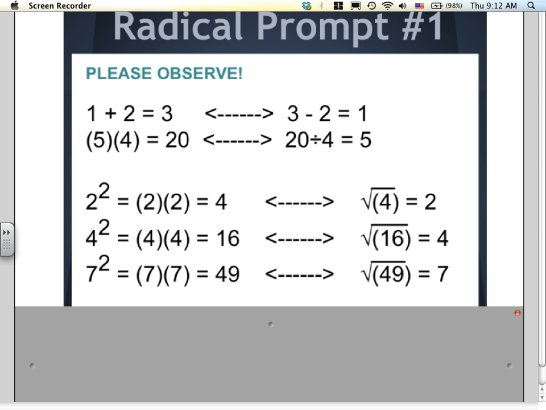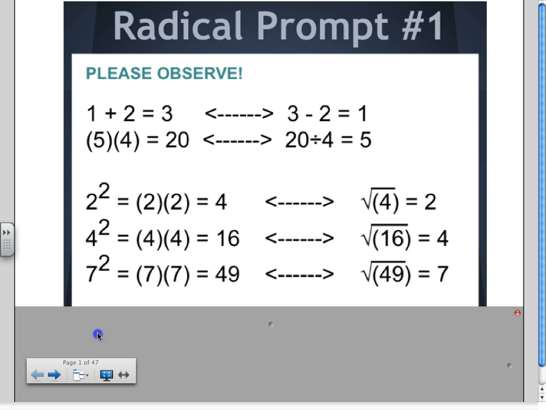Do you have any idea on that? Where do you think I get the 2 from the 4? Where do you think I get the 4 from the 16? Where do you think I get the 7 from the 49? Where is that coming from? Squared. Okay, so you talk about a number multiplied by itself, right? Good, good. So I want you to hold that thought. We're not getting to the concept yet, but at least I want you to understand that it's something multiplied by itself.